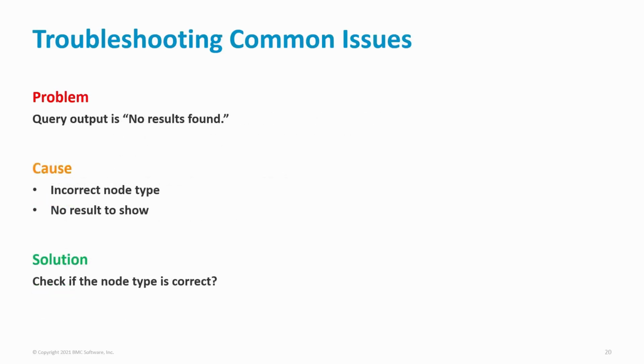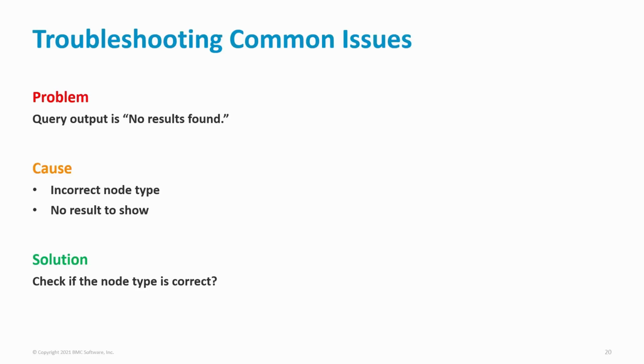The next common issue is that when running the query, the output is no result found. This happens if you are searching for an incorrect node type, or simply the node you are searching or the detail you are searching is not discovered or available in the Discovery data store. To fix this, check if the node type is correct and make sure that the node you are searching has been discovered.